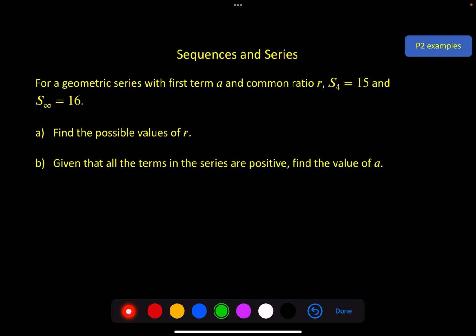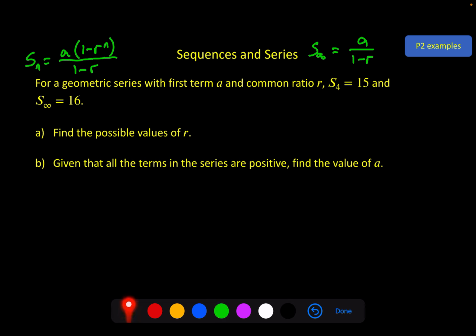For a geometric series with first term a and common ratio r, the sum to the first 4 terms is 15 and the sum to infinity is 16. Find the possible values of r. Okay, let me note the formulas again. For S_n, a times 1 minus r to the n over 1 minus r, and sum to infinity, a over 1 minus r.